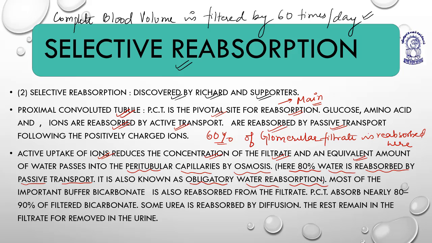It means it has to happen, okay? Obligatory water reabsorption. Most of the important buffers like bicarbonate are also reabsorbed from the filtrate. The proximal convoluted tubule absorbs nearly 80 to 90% of the filtered bicarbonate. Some urea is reabsorbed by diffusion, and the rest remains in the filtrate to be removed in the urine. So the proximal convoluted tubule is making 60% of the reabsorption of all the nutrients in the glomerular filtrate.